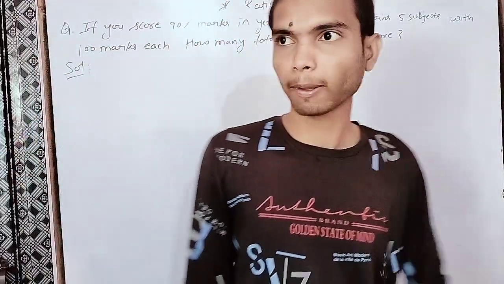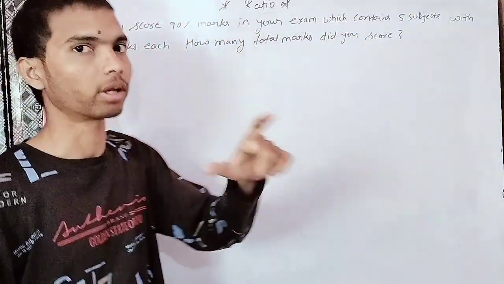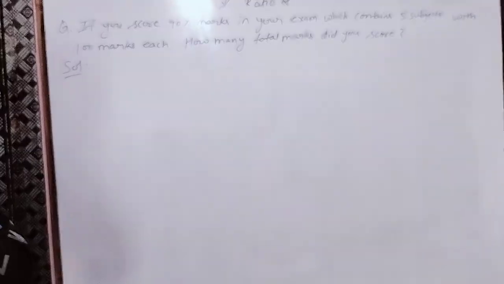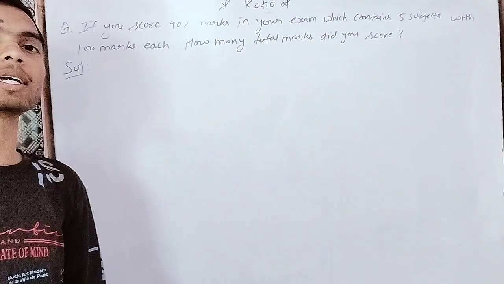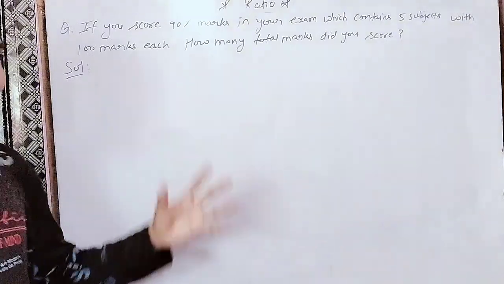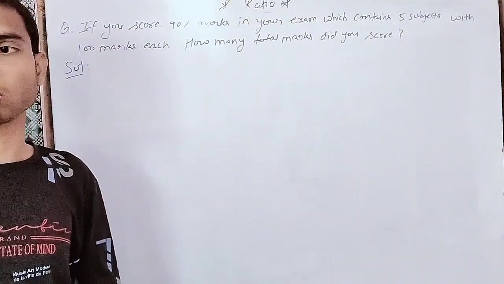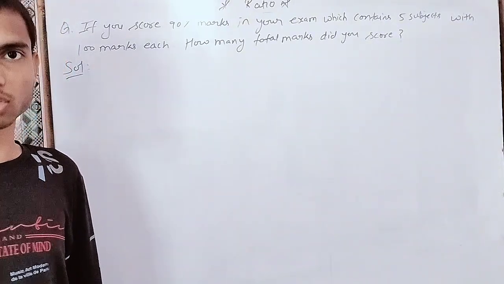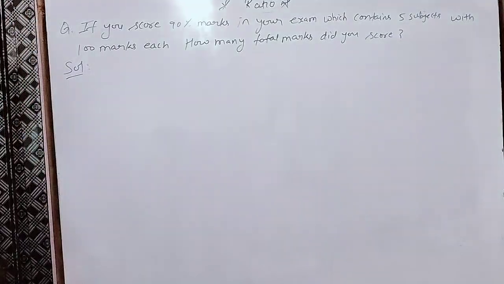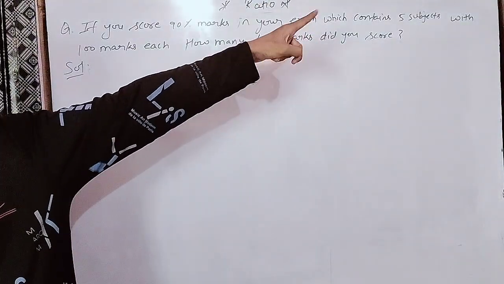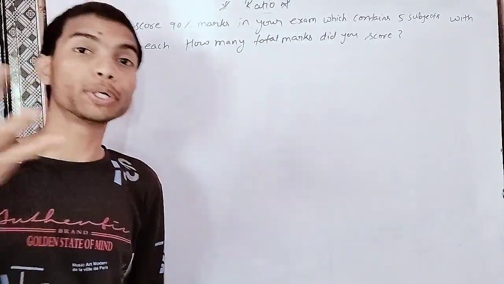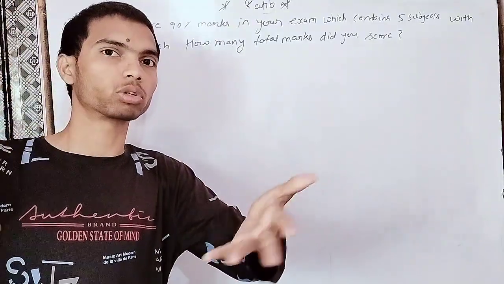Let's read it together. It is saying if you score 90% marks, this is not an exact number. It is not 300 marks from 600, no, this is in percentage. So if you score 90% marks in your exam, which contains 5 subjects, each out of 100, how many total numbers did you score? Total number.